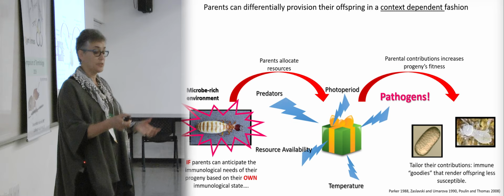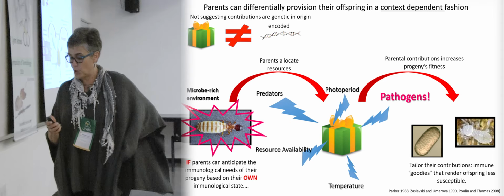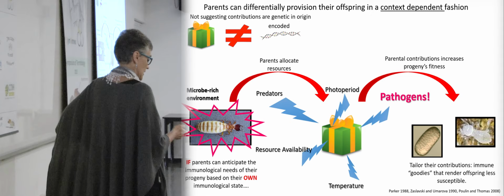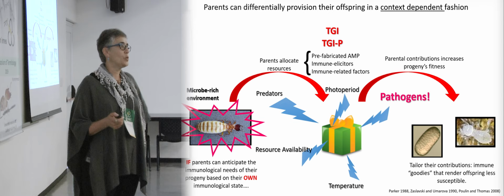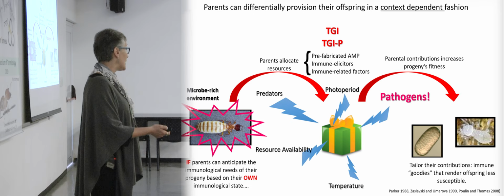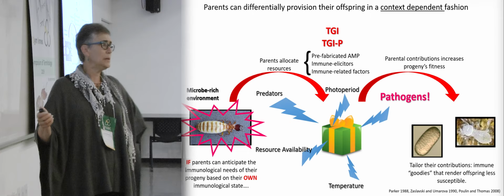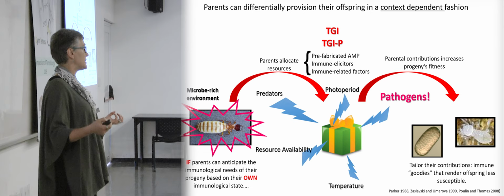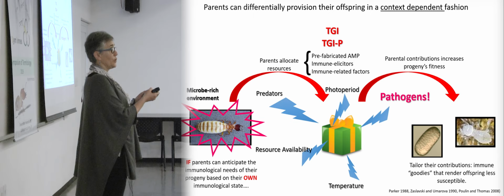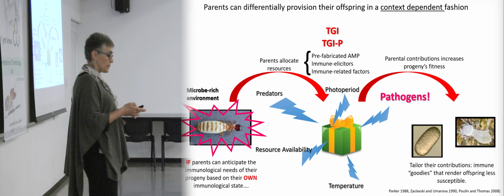Now, I am not suggesting that these contributions are encoded in the DNA. So there's no encoding here on the DNA. I think that if we're on the right track, parents may be doing transgenerational immune priming by providing the offspring with prefabricated antimicrobial peptides. So the parents produce the antimicrobial peptides, and then they shove them into the egg. Or they may be giving immune elicitors, again, lipopolysaccharides or peptidoglycans that they latch onto when their own immune system is activated, and then they carry that into the embryo so that the embryo's genetic makeup starts building its own immune responses, perhaps with some immune-related factors here as well.